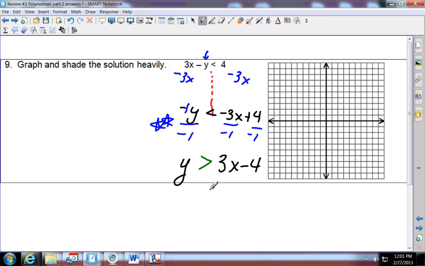Now we've got to go and graph this line right here. So I'm going to start. Let's remember that this is the y-intercept. So I'm going to go down to negative 4 and put a dot.